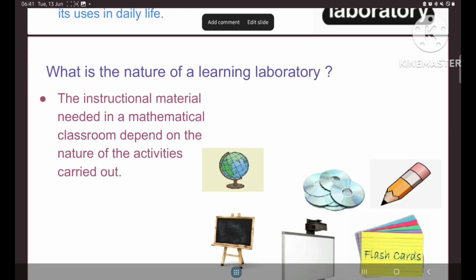What is the nature of a learning laboratory? The instructional material needed in a mathematical classroom depends on the nature of the activities carried out.